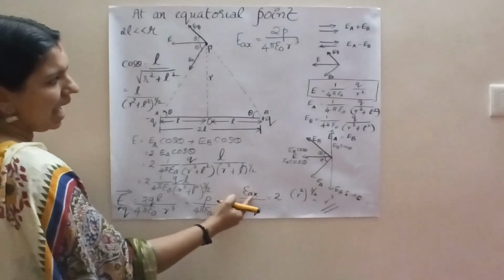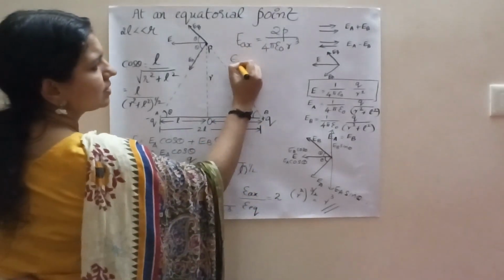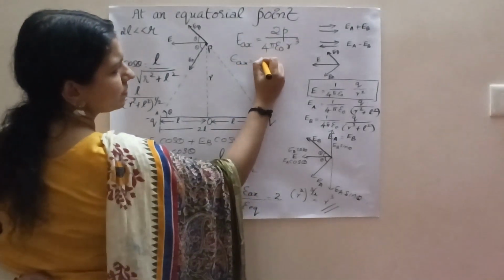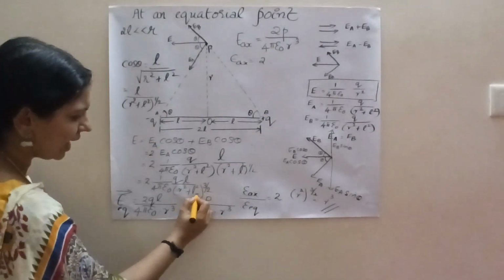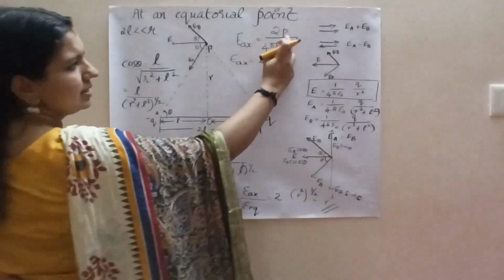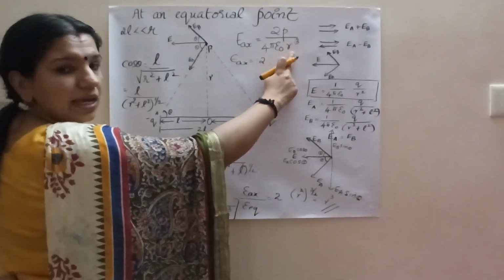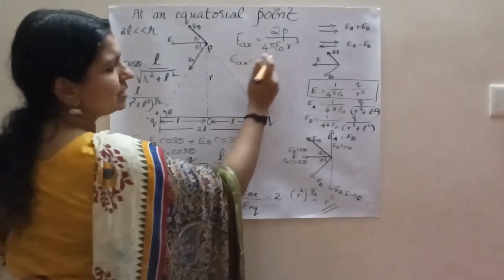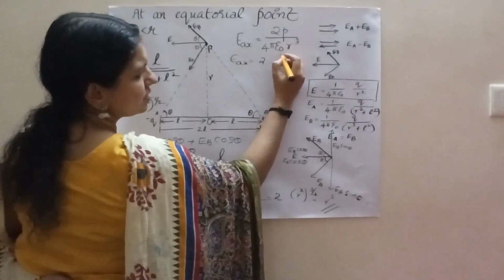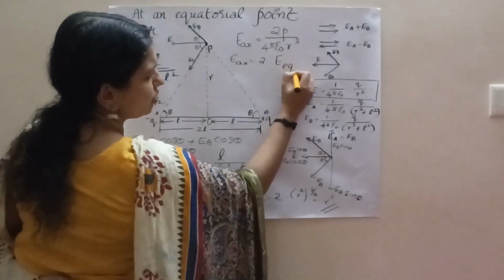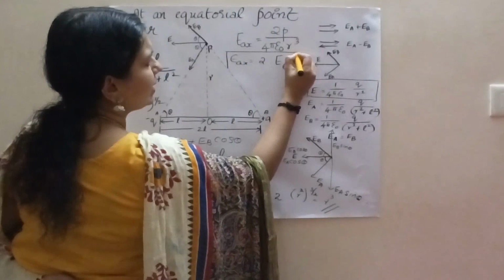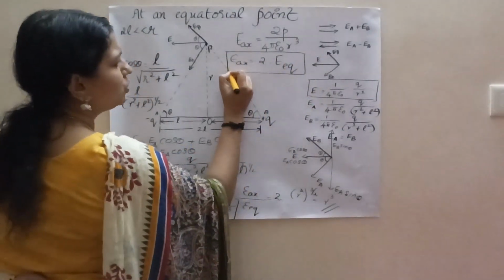That is E axial. E axial means 2 times what? 2 times E equatorial, isn't it? P by 4 pi epsilon 0 r cube is the expression for what? E equatorial. So E axial is equal to 2 times E equatorial. This is the final expression that we want to prove.